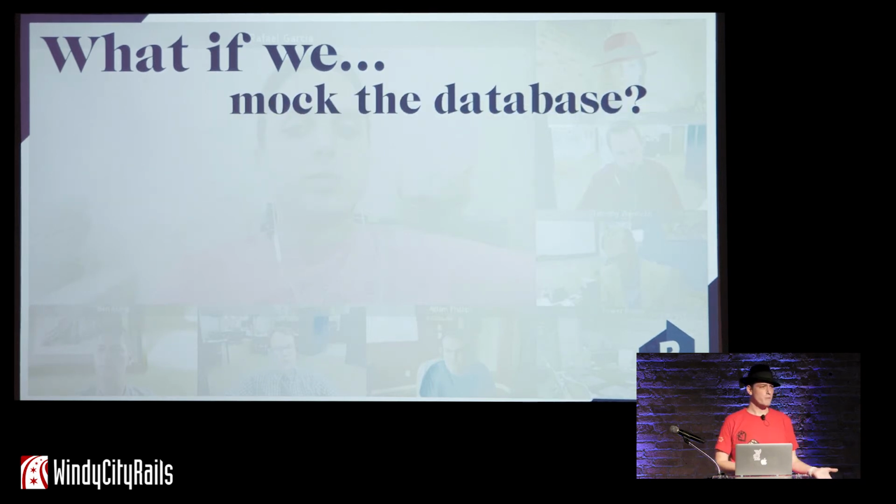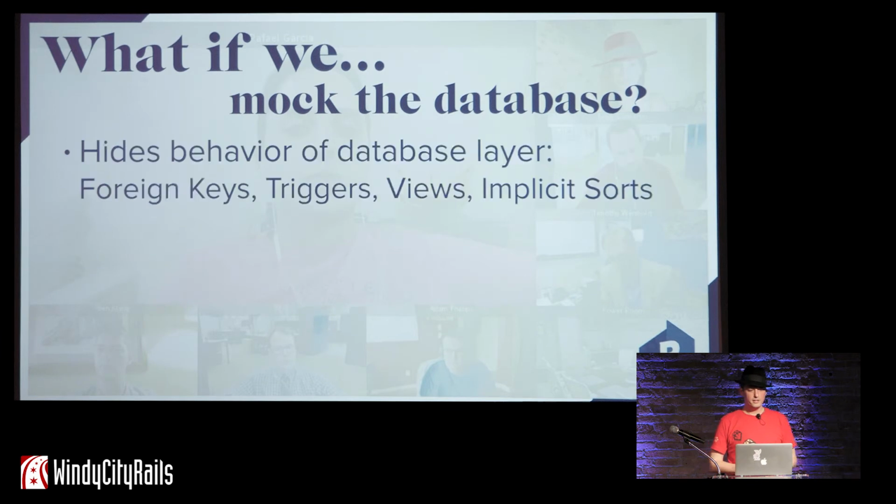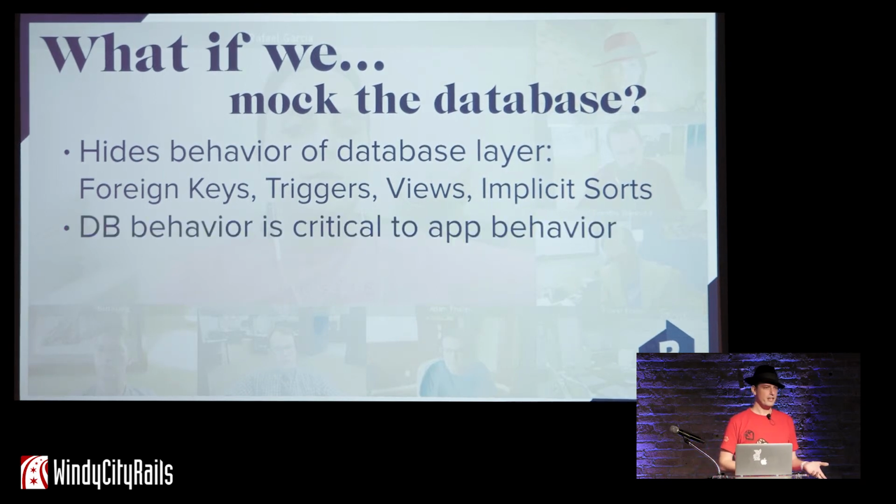Another suggestion was, what if we mock the database? Well, the problem with mocking the database is it hides a whole bunch of behavior that we really rely on, things like foreign keys and triggers and implicit sorts. And at the end of the day, the database is a pretty critical part of our application's behavior. And ultimately, we value that correctness over the speed, even in the case of slowing down our development process. So mocking the database isn't really a solution either.